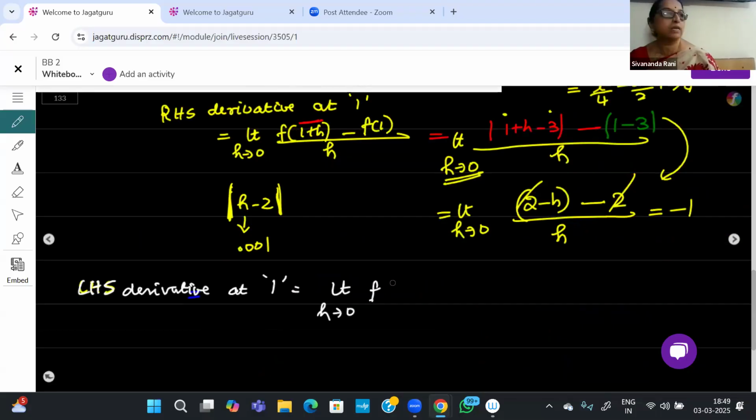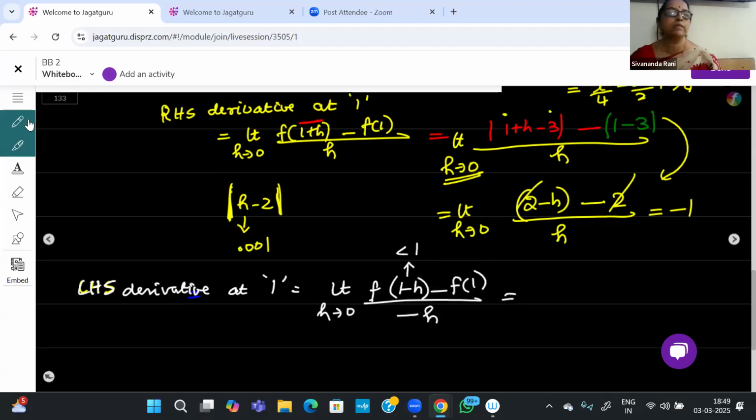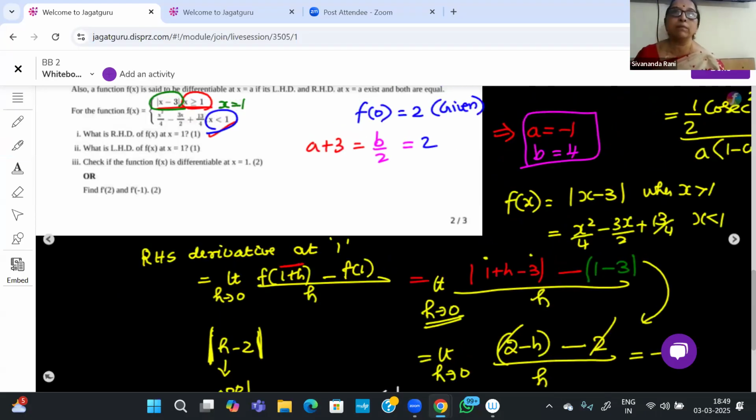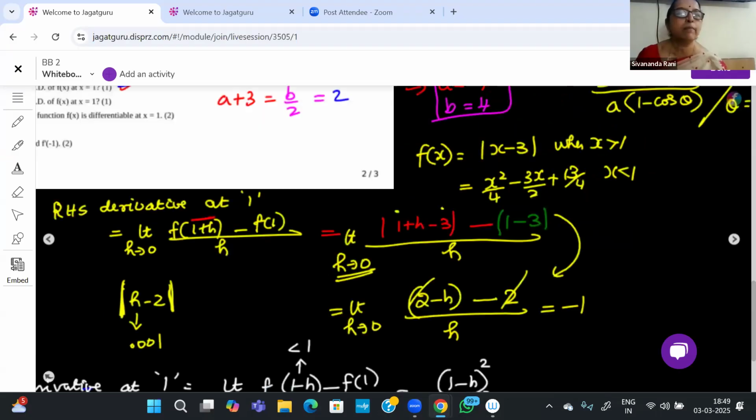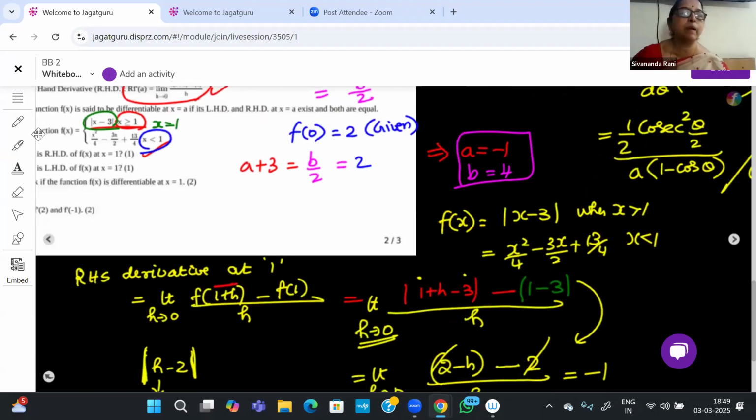We all remember the definition, h tending to 0, f of 1 minus h minus f of 1 by minus h. Now 1 minus h is more than 1 or less than 1? Less than 1. So which part of the definition? Second one, that x square by 4 one. There I have to substitute 1 minus h. So x square by 4, what else is there? Minus 3x by 2.